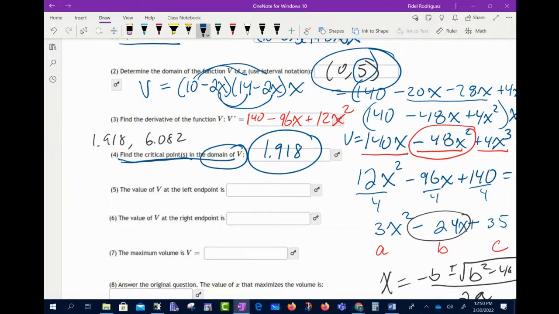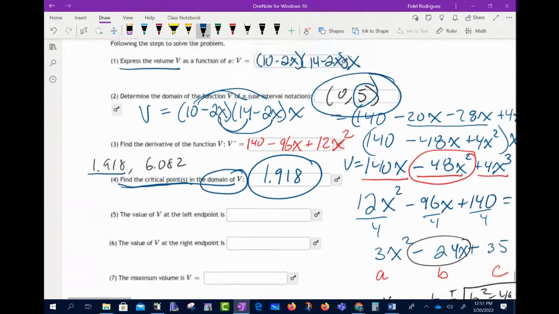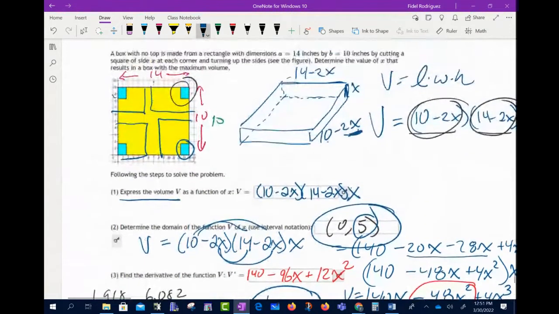Okay, now, y'all, I'm going to be real honest with you. I think the way they worded this problem, at least for parts 5 and 6, is a little funky. Because it says, what's the value of v at the left endpoint? So what they're referring to is this endpoint, and the value of v at that endpoint. Oh, I'm sorry, never mind. I was mistaken. I was thinking of the derivative.